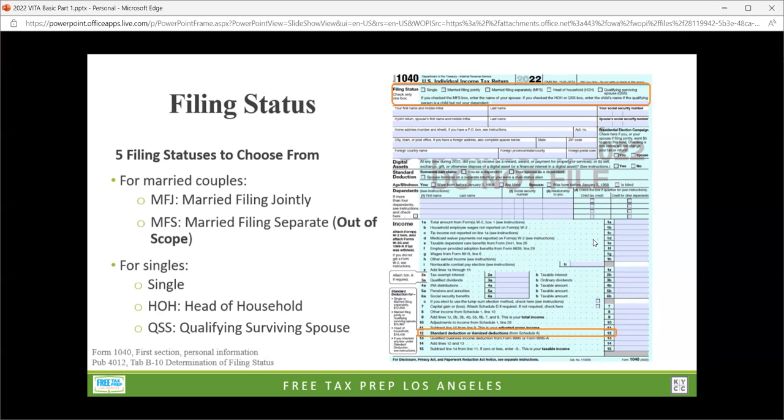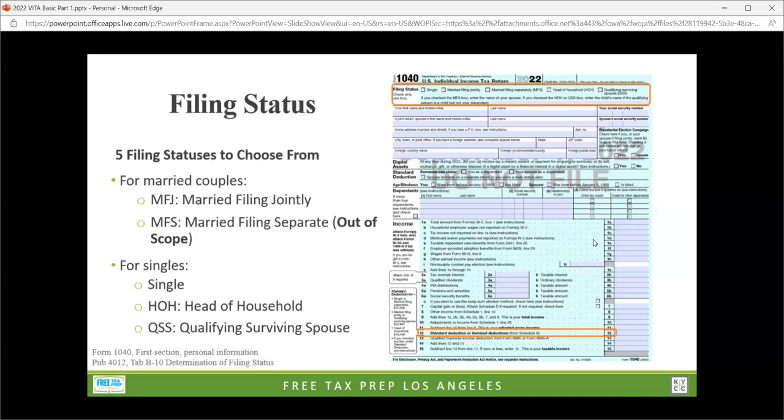On the right side of the screen, you will see Form 1040 for 2022. The first thing that we see on top of the form is filing status. We see single, married filing jointly, married filing separate, head of household, and qualifying surviving spouse. And at the bottom on line 12, we see the standard deduction. Each filing status is going to go with its standard deduction. But what is a standard deduction?